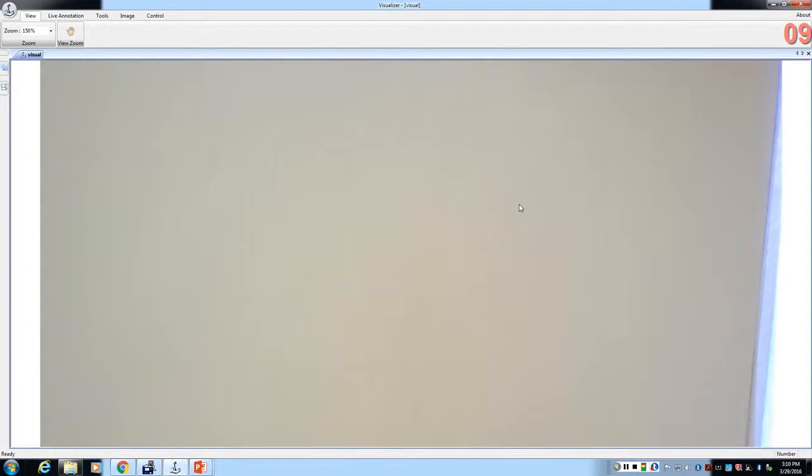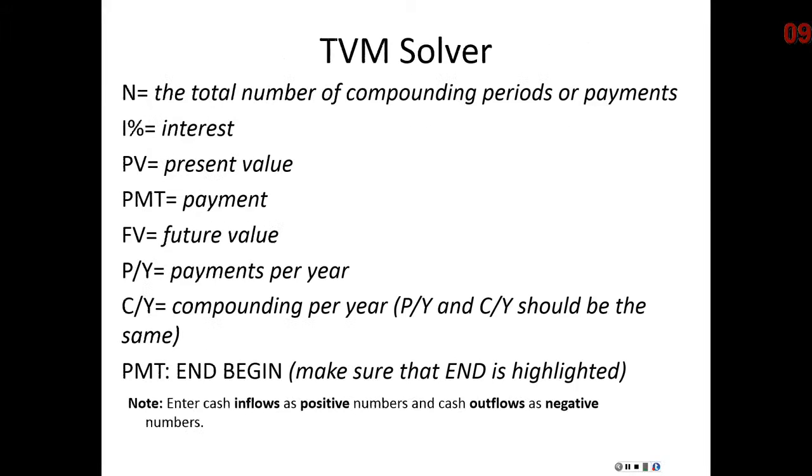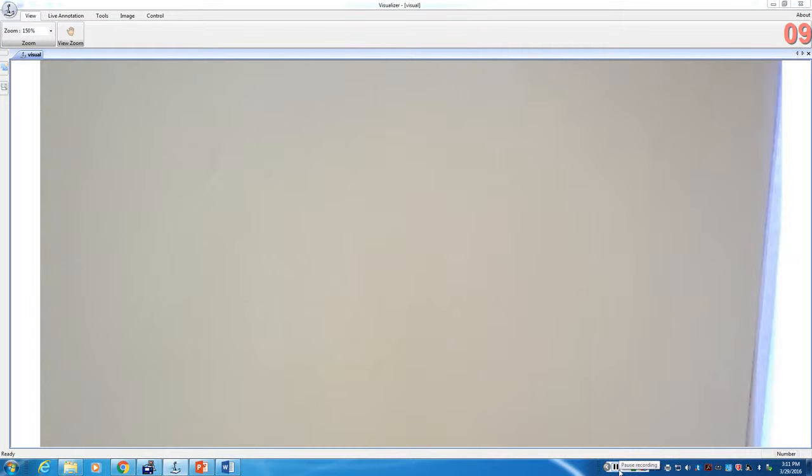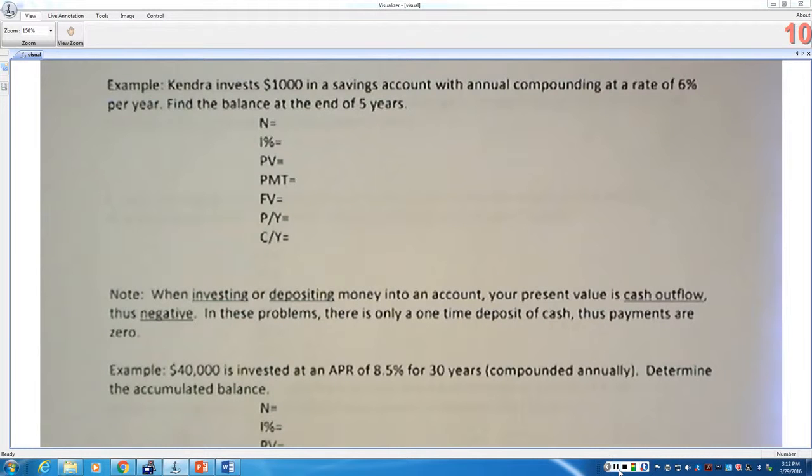Okay, so let's look at the first example right here. I'm going to do something real quickly by hand here. So let's look at this one. There are two ways of doing this. You can use the calculators, which is probably the better way of doing it, but I just wanted to show you what kind of formula you're going to use.